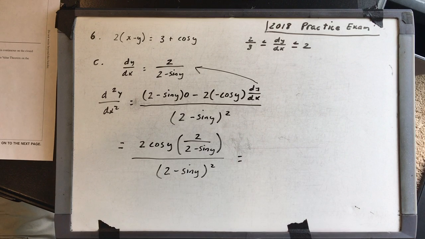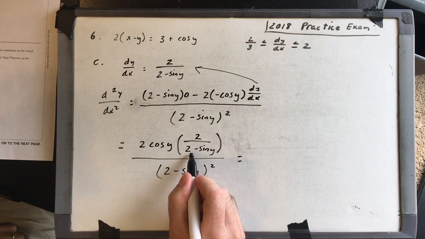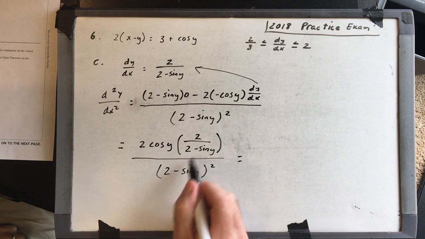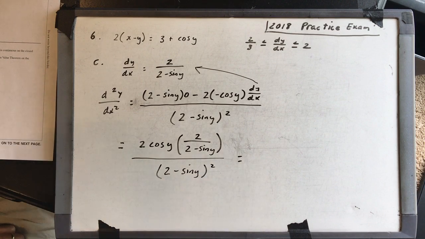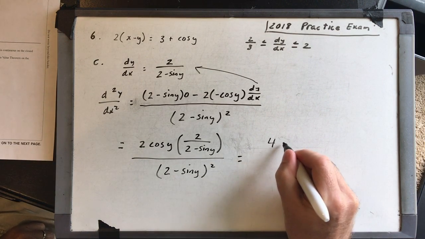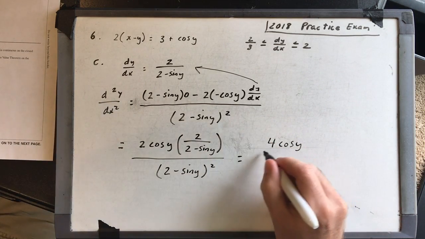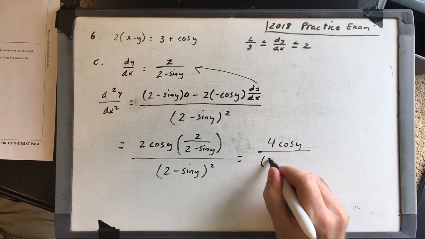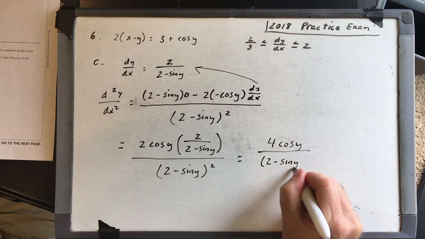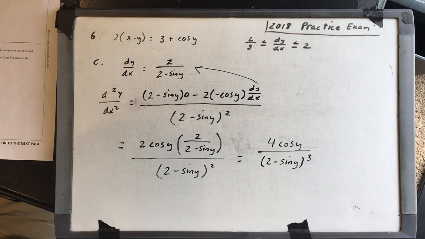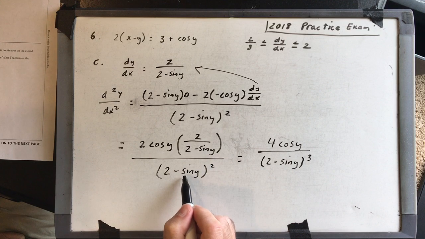Okay, so what you can do is bring that 2 minus sine y downstairs, and then that'll make it cubed. So on top you'd have 4 cosine y, 2 times 2 is 4, over 2 minus sine y, all cubed. Again, I'm bringing that part downstairs.